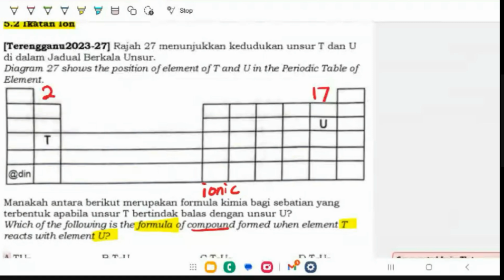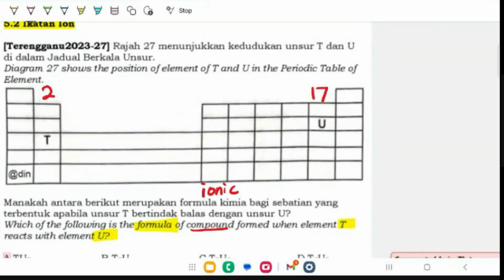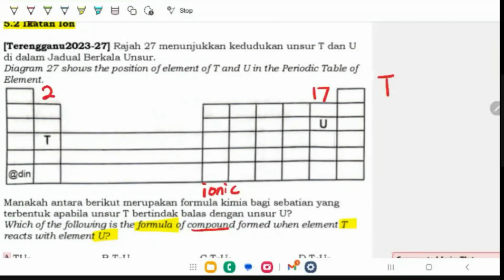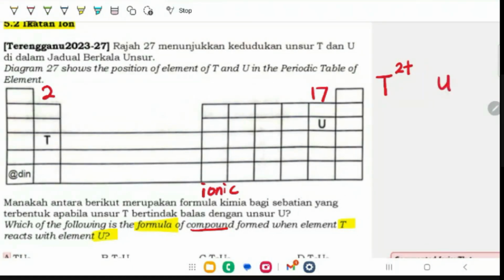TU2. Most of you wrote TU2. Okay. So T is group 2, right? To achieve octet, it needs to lose its 2 valence electrons, so it becomes 2 positive. Then U is group 17. So it will gain 1 electron, so it becomes 1 negative. So interchange it. This one is 1, then this one is 2.